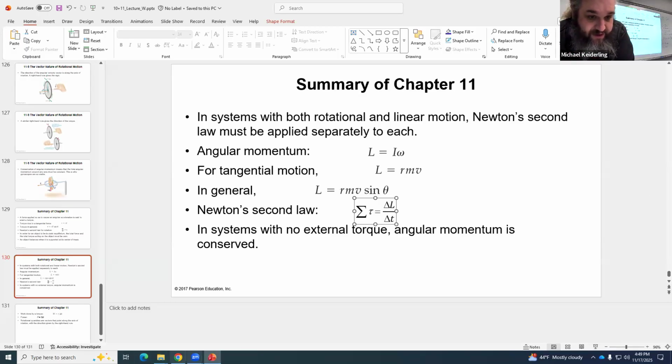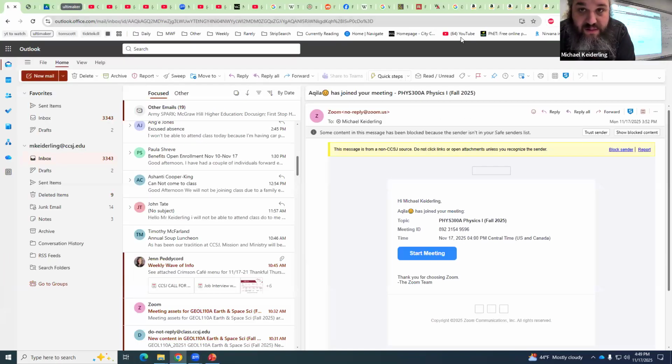So as an example, let me see if I can quickly pull up a video of a gyroscope precessing.